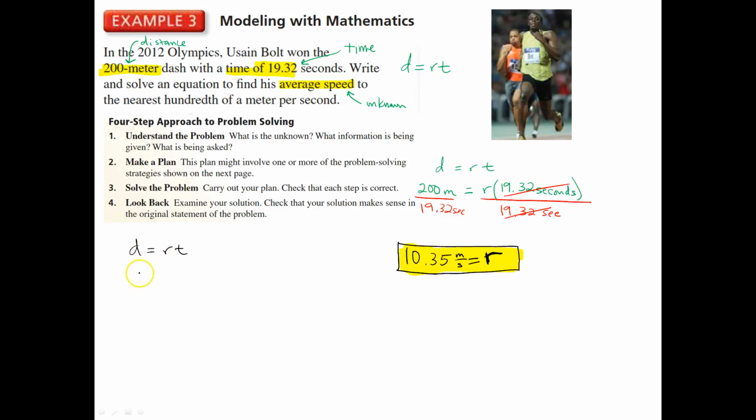If you're going 10 meters per second and you ran for about 20 seconds, that would be, you multiply 10 meters per second times 20 seconds would be 200. The seconds would cancel, 200 meters. So yeah, that makes sense. Cool.